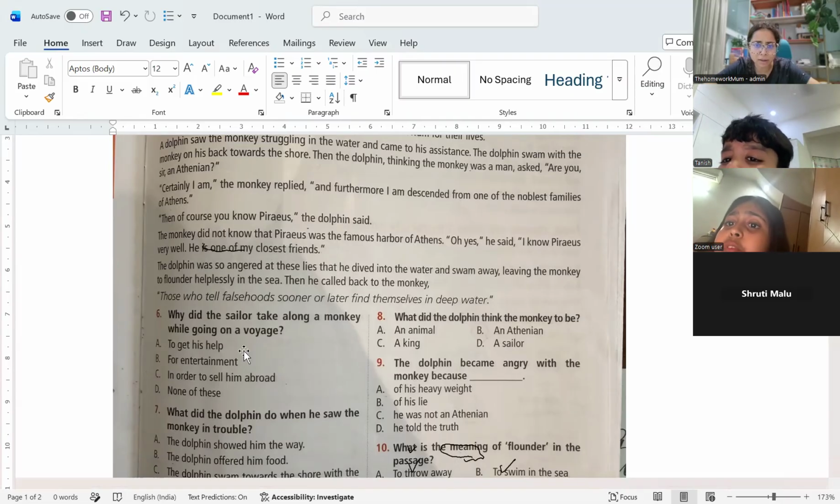But the dolphin: I am now confused. Piraeus is the famous harbor of Athens. It is the name of a place. Then why did he say that he is one of my closest friends?